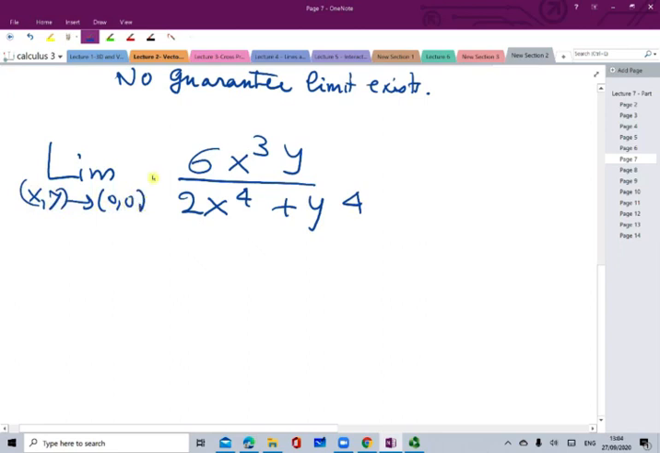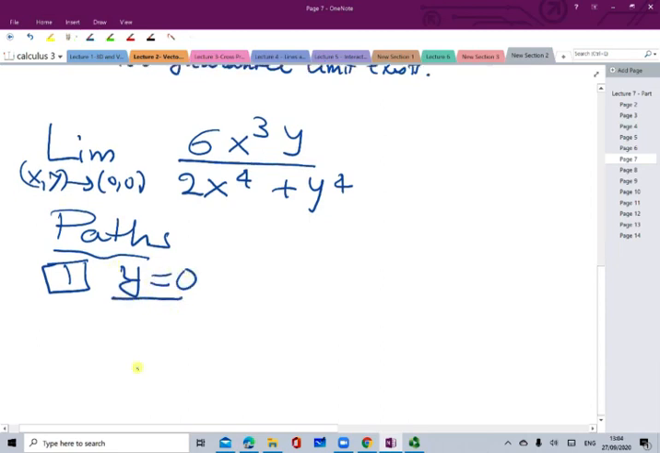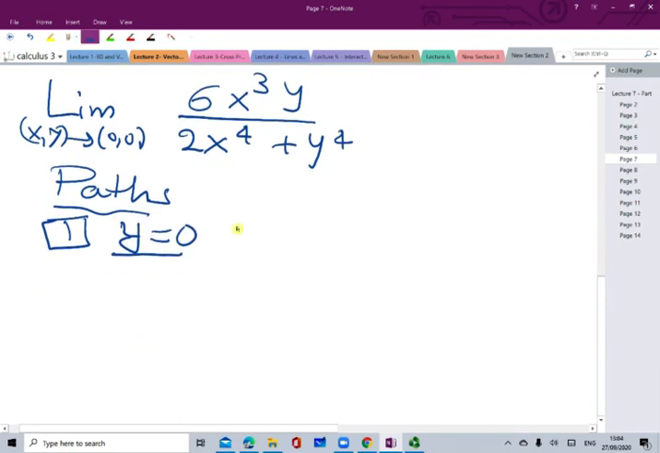So let's do the job. With no simplification, 0 over 0 is undefined, so we have to use paths. I'll apply the paths method, and let's select the first path along the x-axis, so I'll take y equals 0. When I substitute y equals 0, I end up with 6x cubed y, which is 0 definitely, over 2x to the power 4.